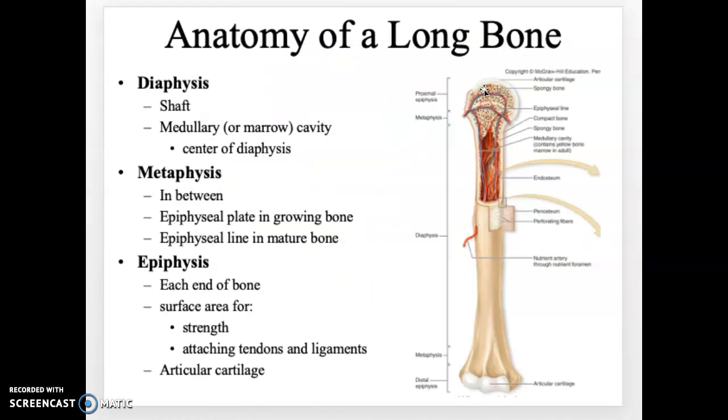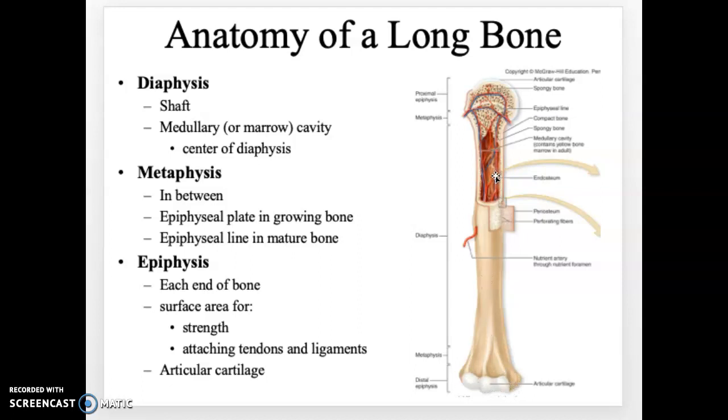Okay, so the long bone itself has different anatomy. The diaphysis is going to be the region here. This is the shaft of the bone. And then the epiphysis is the end of the bone on either end. So we have a proximal epiphysis. This is the head of your humerus, goes right into your shoulder. And then this is the distal epiphysis. This is right by your elbow.